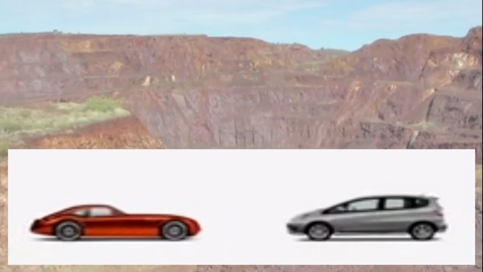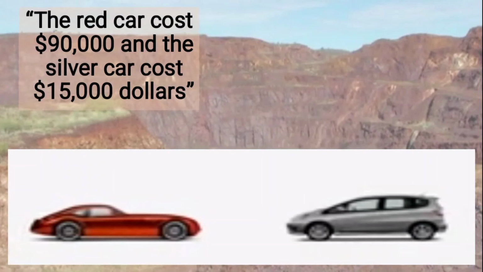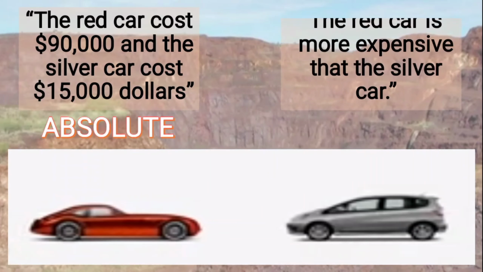Next, I have here two cars, the red car and the silver car. If I say the red car costs $90,000 and the silver car costs $15,000, what method is being used? Very good. It is the absolute dating, since $90,000 and $15,000 are in numerical form. Next, if I say the red car is more expensive than the silver car, the method being used is relative dating.